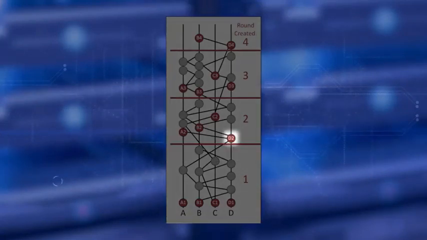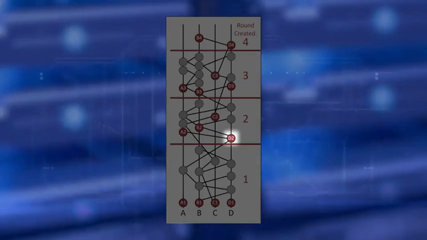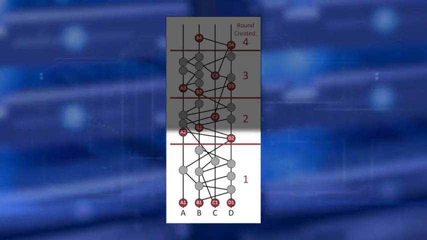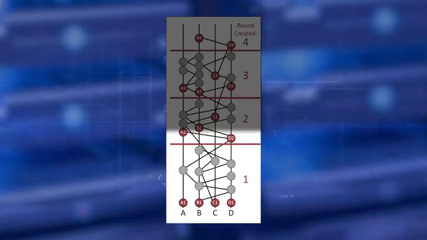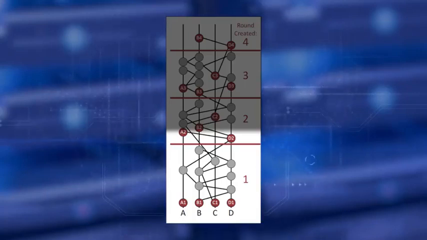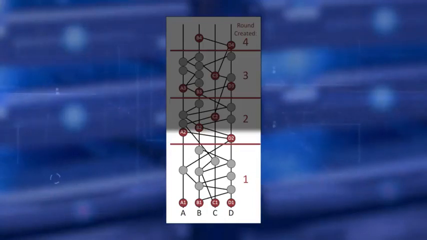Now consider D2, the newly created event of the second round. It sees A1, B1, C1, and D1 because there is a downward path from it to these nodes. Among these, it strongly sees B1, C1, and D1. These form the supermajority of the witnesses. Thus, D2 is starting a new round.